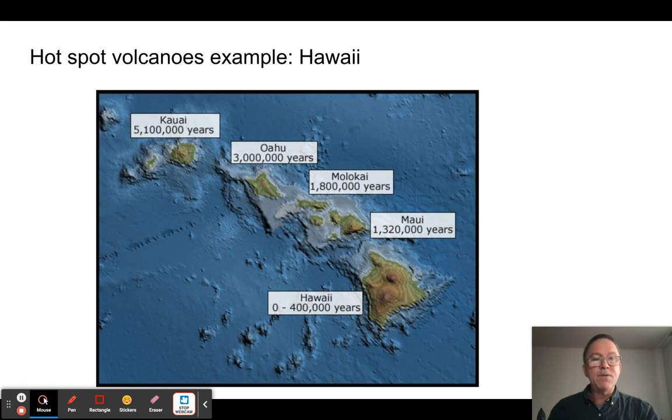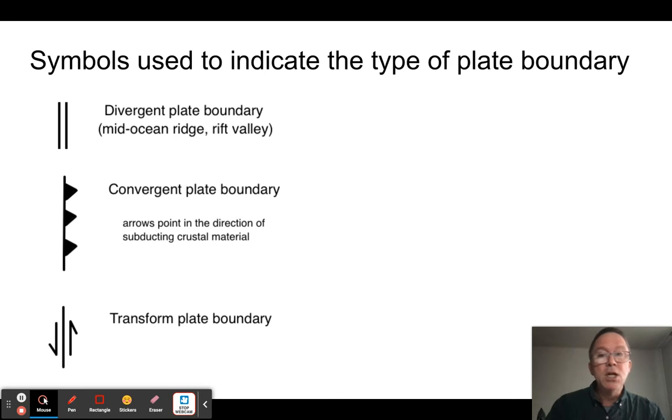Anyway, one last thing is just the symbols that we use, and you'll see this on diagrams from College Board. Divergent plate boundaries, we use these parallel lines. Convergent plate boundaries, we use the sawtooth pattern where the teeth point in the direction of subduction. So we're saying this plate is moving in this direction, okay? And then transform plate boundaries, we see this sort of side by side symbol.